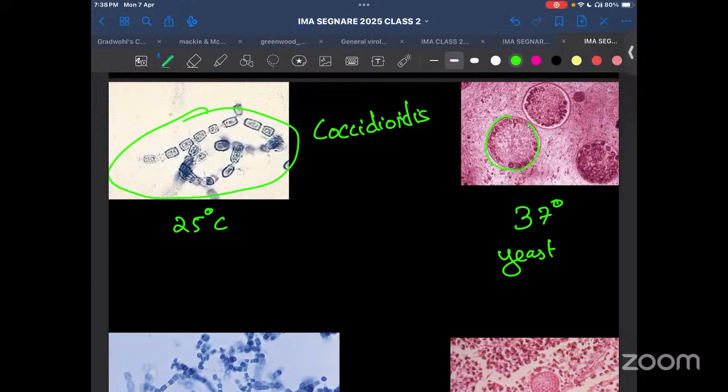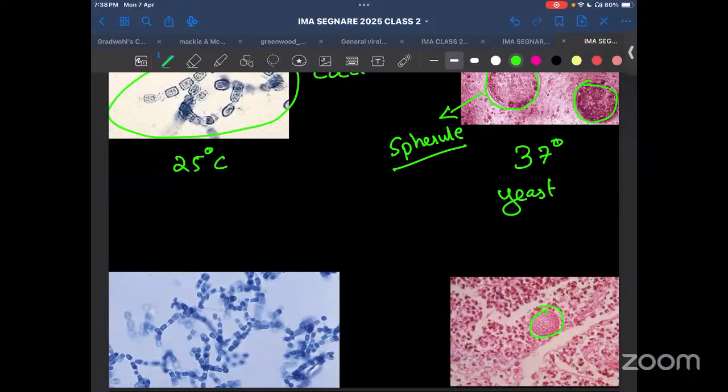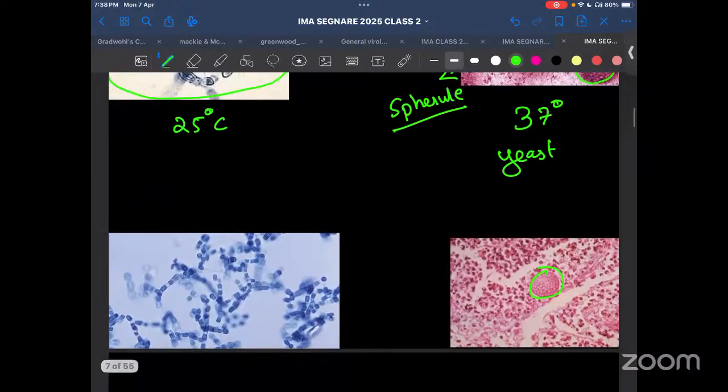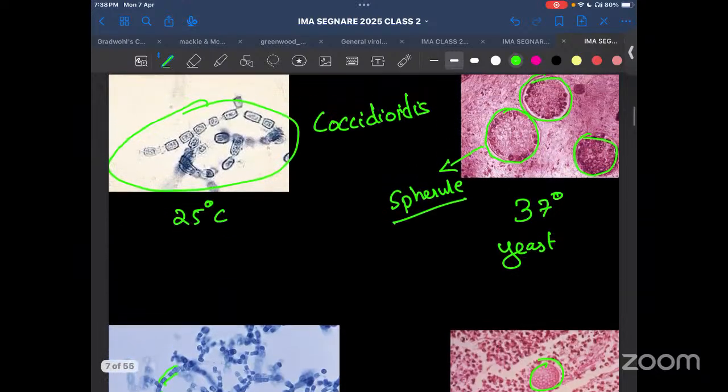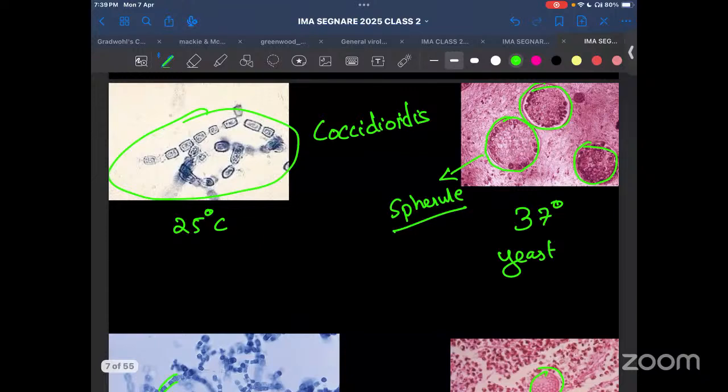Instead, they have spherules. This is known as spherules. So if we take a sample from the body, we will see these spherules. This is seen at 37 degrees Celsius, but at 25 degrees Celsius, you see the arthroconidia. So the arthrospore, this barrel-shaped arthroconidia, is a feature of coccidioidomycosis.